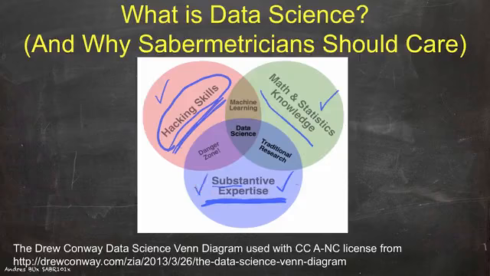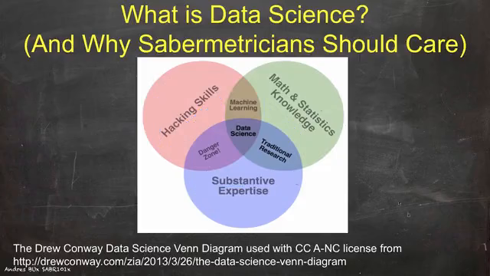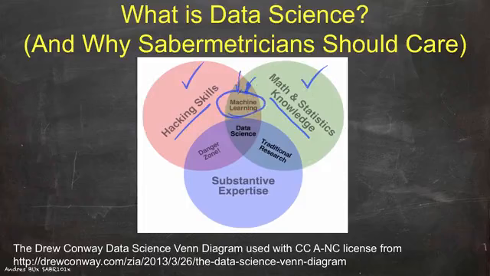So if you were a good computer scientist and had good hacking skills, and you were knowledgeable in statistics and math, you might have what Drew Conway calls machine learning. You're very good at the technical side of being a data scientist.